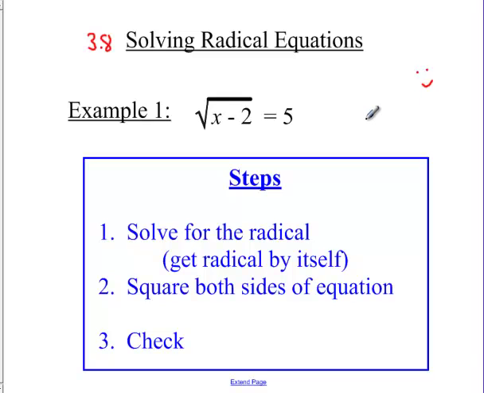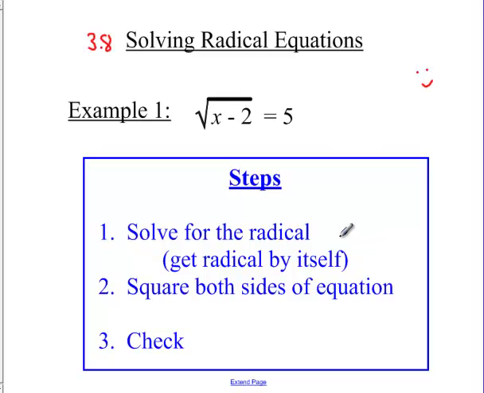Here we go with the title, Solving Radical Equations, and we're going to move right into our first example. Before we do that, let's check out the algorithm for today, which is that step-by-step procedure. First one we got, square root of x minus 2 equals 5. Let's go with the steps.